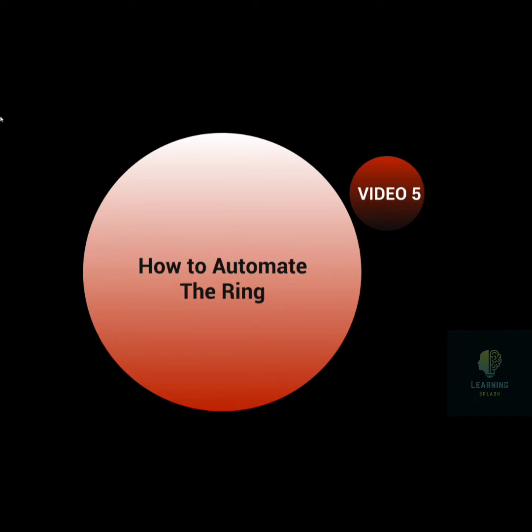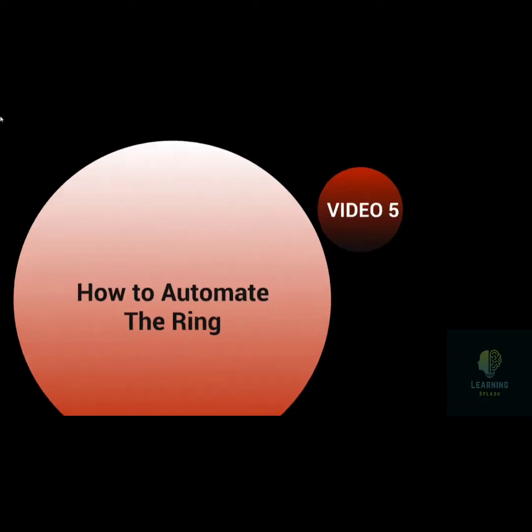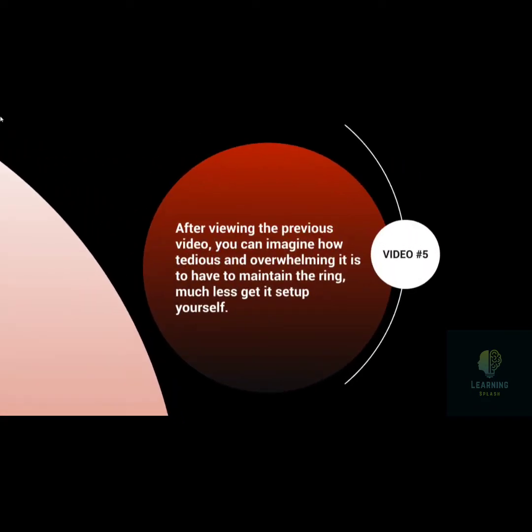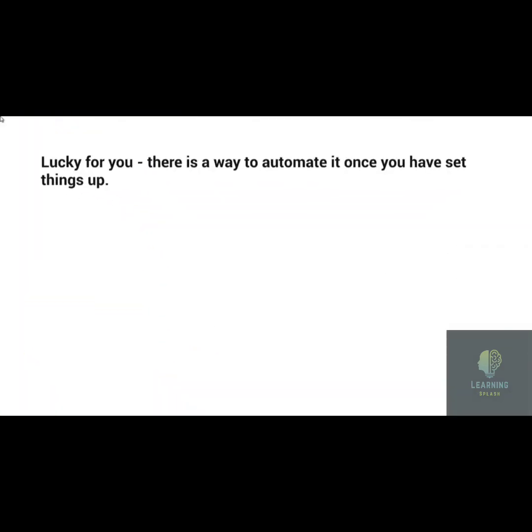We're going to talk about how to automate the ring. Now that you understand how everything is interlinked, how everything is connected, and how you can be creative and make your own ring. So after viewing the previous video, you can imagine how tedious and overwhelming it is to have to maintain the ring, much less get it set up yourself. But lucky for you, there is a way to automate it once you have set things up. Getting things set up is the tedious process.